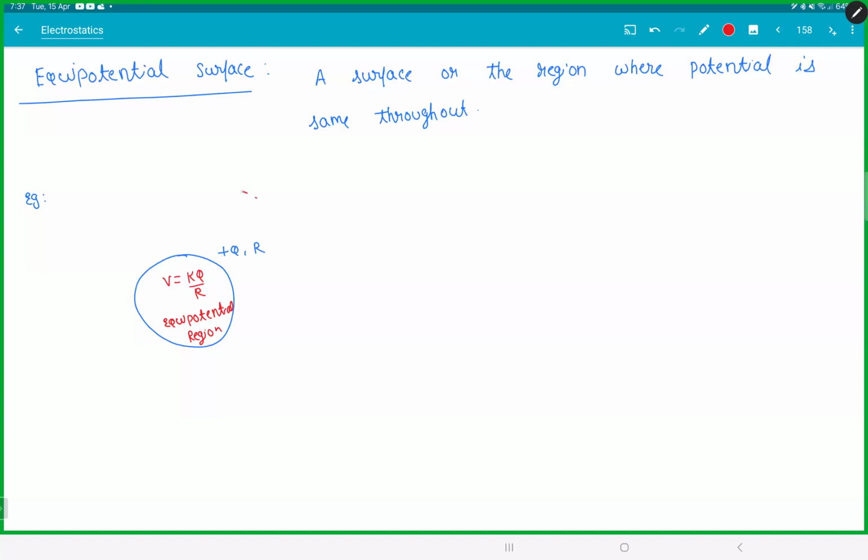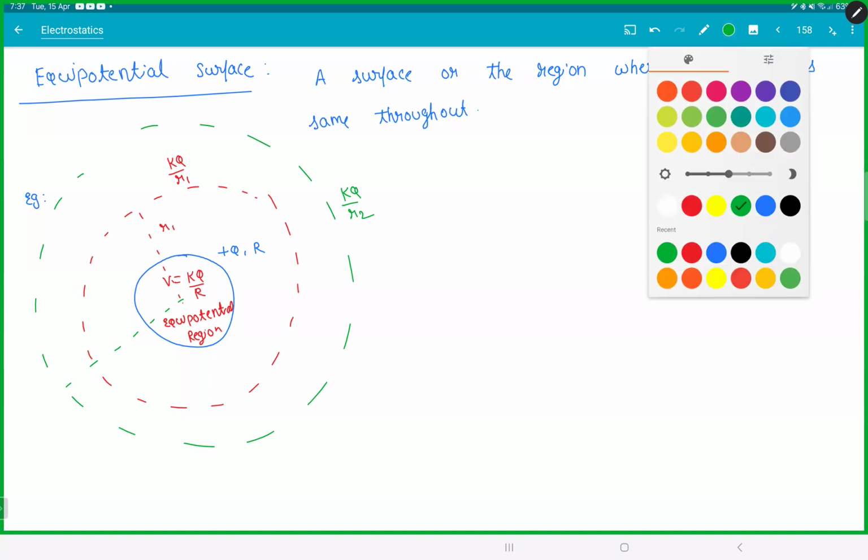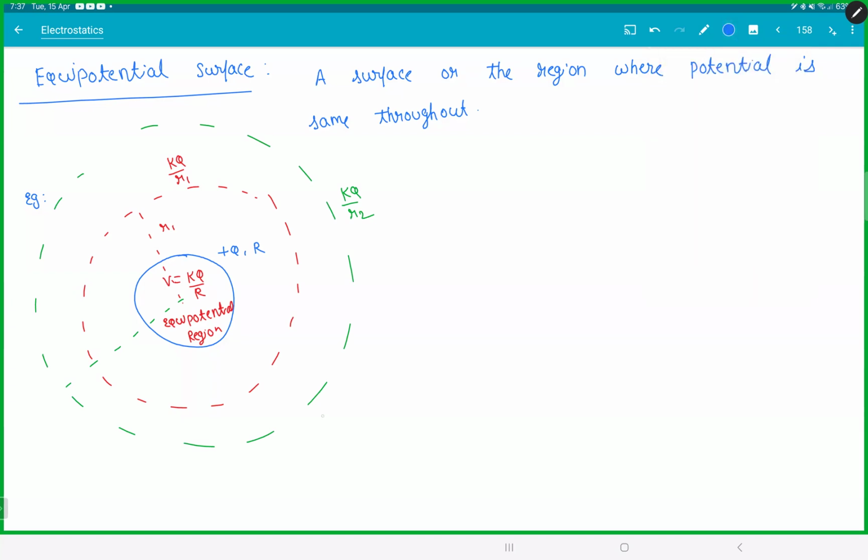Now, if you go outside, you will find concentric shells. If you take this shell at a distance R1, the potential will be KQ by R1. So any point on this shell will have the same potential. So this entire shell is equipotential. From here, if I take one more shell at a different distance, this will be KQ by R2. So all shells don't have the same potential, but each shell will have the same potential. So here, the concentric shells are equipotential surfaces.